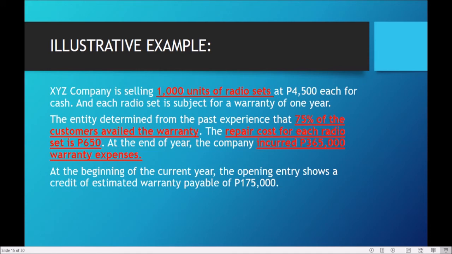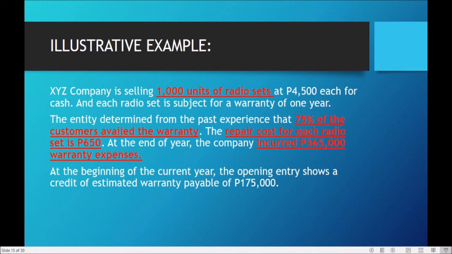So, ibig sabihin itong 175,000 pesos na to is a beginning balance of the current year. Well, later on we will use that na lang to prove the ending balance of the warranty liability. Okay? Sige.